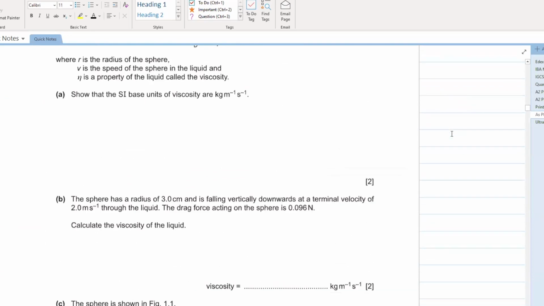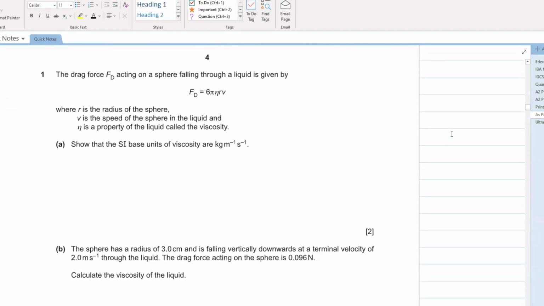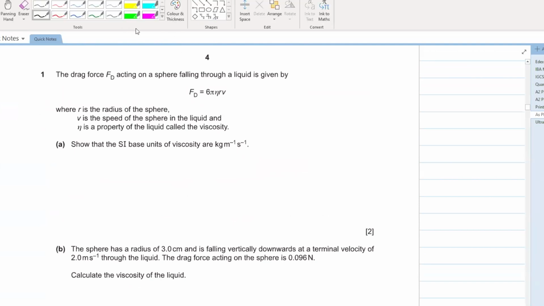So let's start with this one. Question one. The drag force acting on a sphere falling through a liquid is given by this formula.